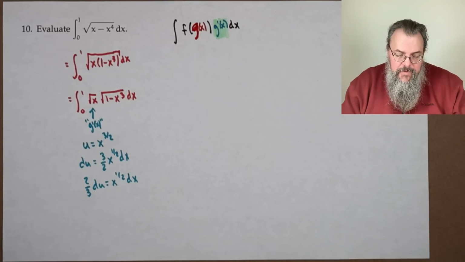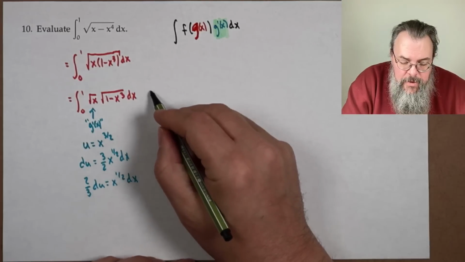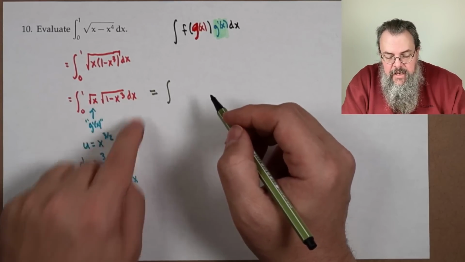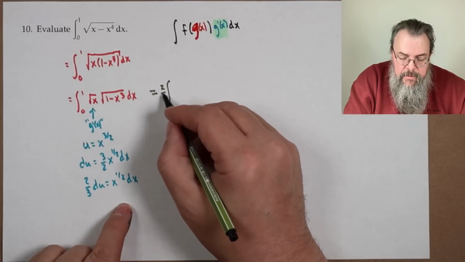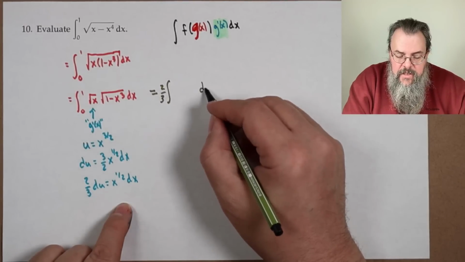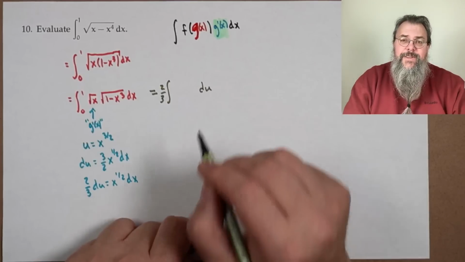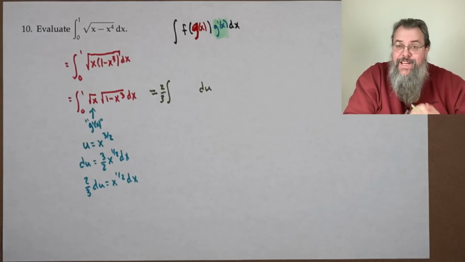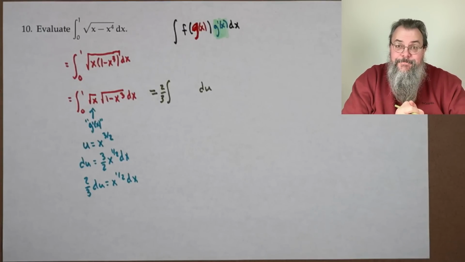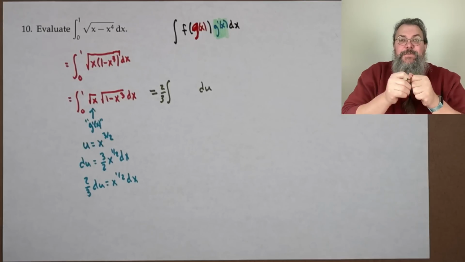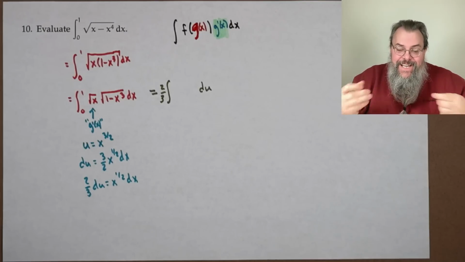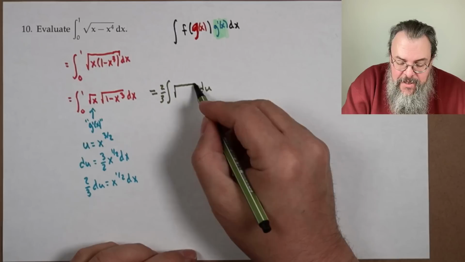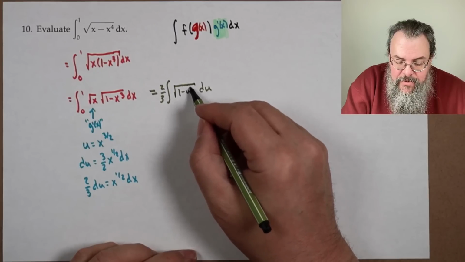What's going on here? Well, when we look at what we have, the integral of the square root of x dx becomes a 2/3 du. I'll go ahead and pull the 2/3 all the way out. What can we do with this x cubed? Is there any relationship between x to the 3/2 and x cubed? Yes. If you square x to the 3/2, you get x cubed. So this becomes the square root of 1 minus u squared.